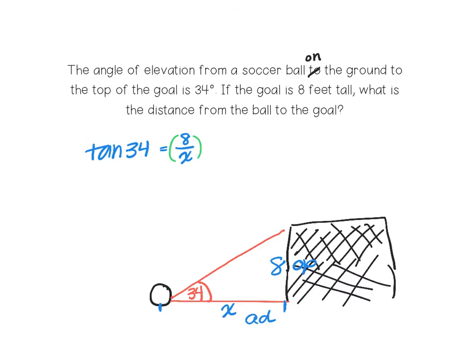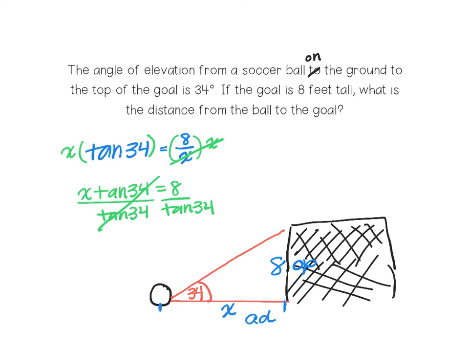Now to solve this, I'm going to have to multiply by x on both sides to get it out of that denominator. So I'm left with x times the tangent of 34 equals 8. And I'm going to have to divide both sides by the tangent of 34. On the left side, they'll cancel out. And on the right side, 8 divided by the tangent of 34 is 11.86 feet.